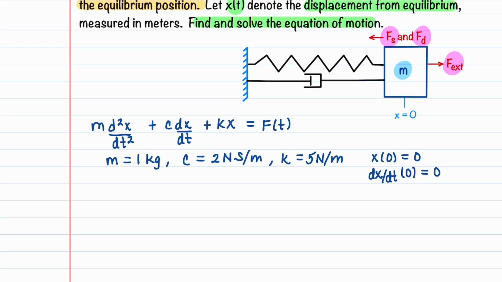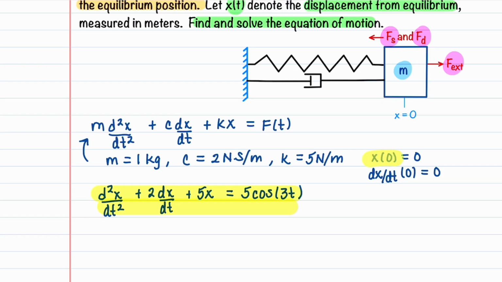To make it easier, let's put these constants back up into our equation. This gives us d squared x dt squared plus 2 dx dt plus 5x is equal to our forcing function, and we were told that our forcing function is equal to 5 cosine of 3t. I'm going to highlight this equation and our initial conditions because that's what we're going to be solving.